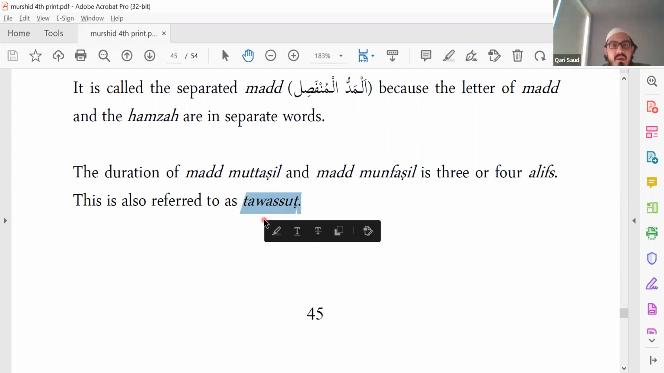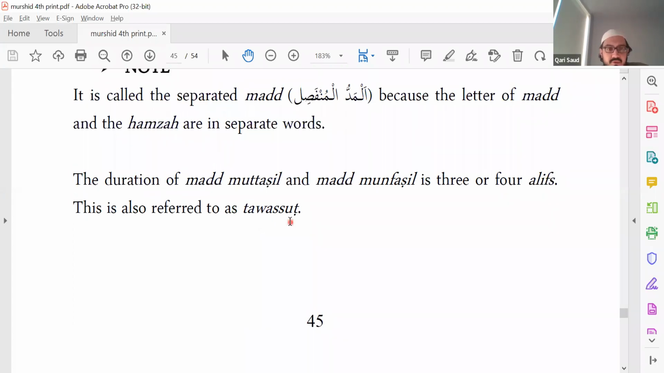We have another mad which is called tul, which means to lengthen. That's why this is called tawassut. So we can call this mad munfasil. Of course, we can say the duration is tawassut. So very simply, we'll just say tawassut. Okay. And qasr is that one alif. Okay.